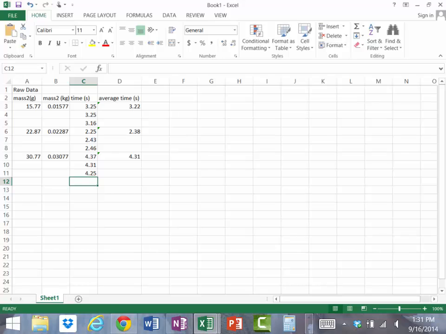We need to get two columns, one of which has t squared and one of which has 1 over m2. Is that doable? Oh, yeah, no problem. All right, so let's do it.